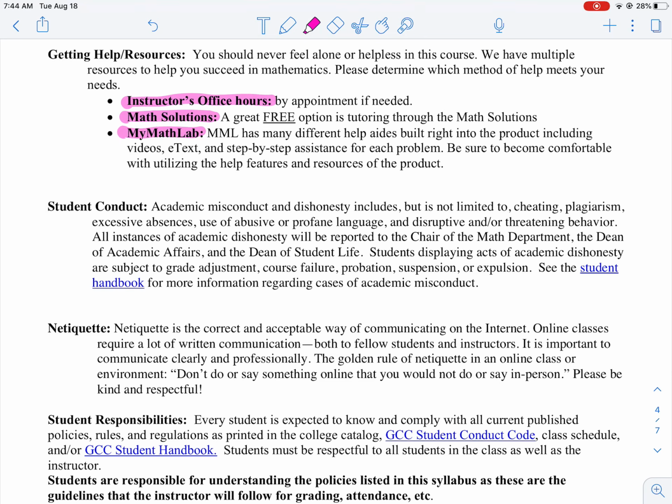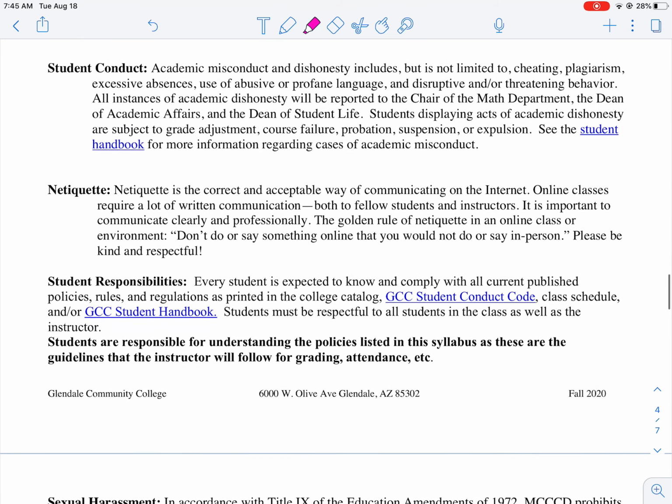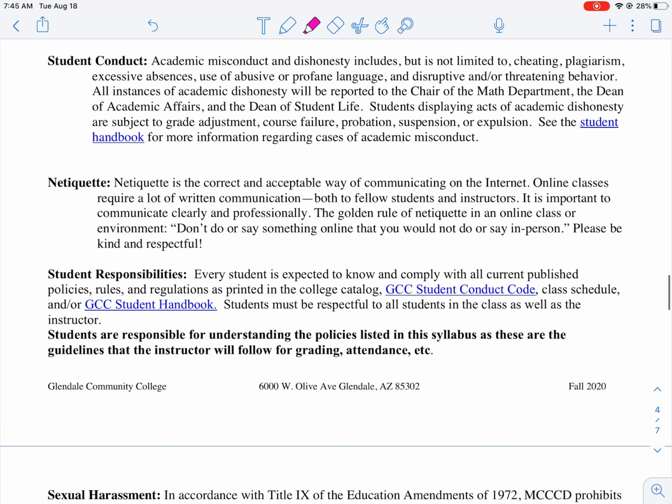MyMathLab also offers lots of different resources. They've got extra videos. They've got that e-text that has the book so you can look at the examples. It has step-by-step instructions. I think they also even provide their own tutoring service for free. So take advantage of all the different resources that you have there.